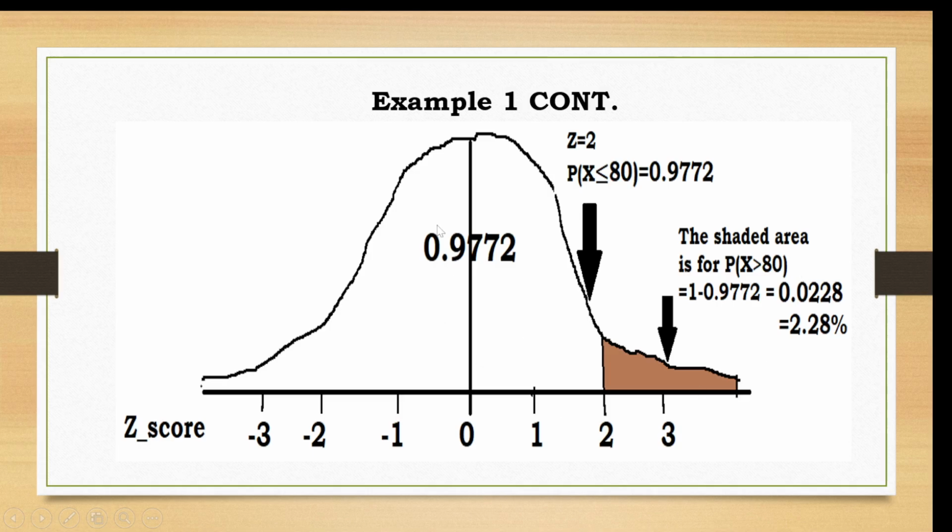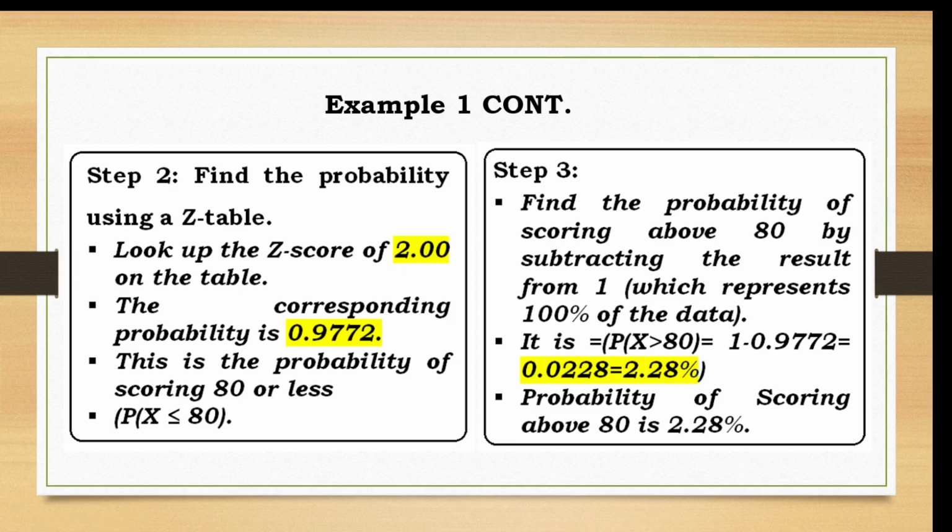And you know that the total area under the curve is 1. So you subtract this from 1, and you'll get the shaded area, which is equal to 1 minus 0.9772. You'll get 0.0228, which is 2.28%. Therefore, the probability of obtaining a score above 80 is 2.28%.